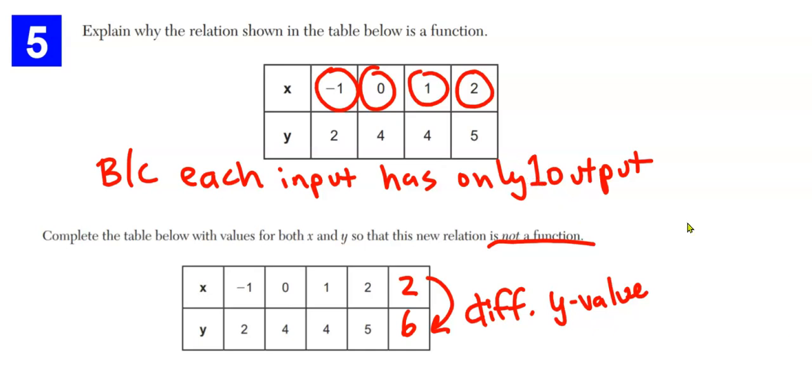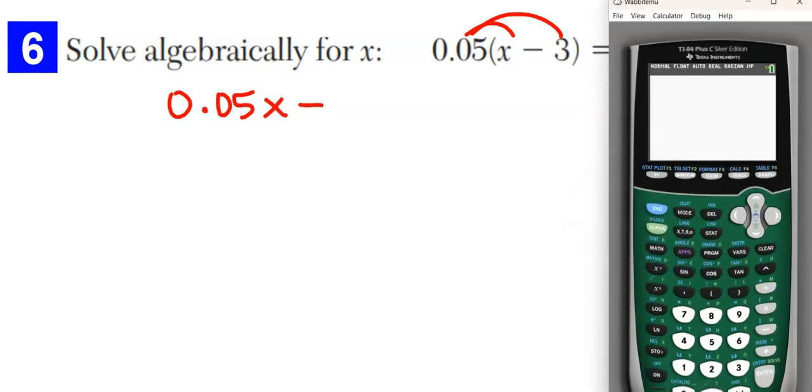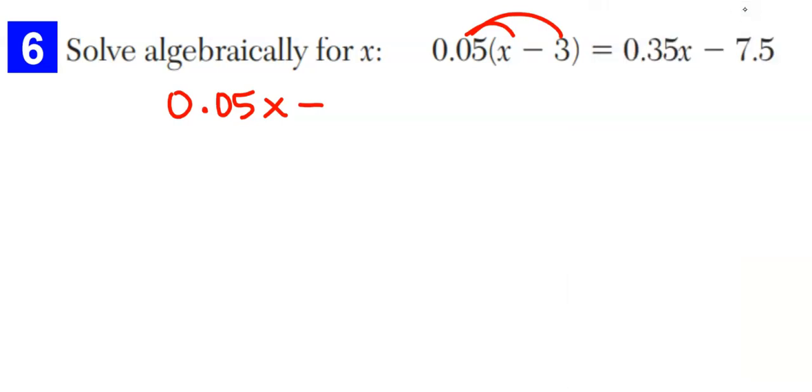I forgot my number 1 up there. Number 6, solve algebraically for x. I'm going to need a calculator for this one. 0.05 times -3 is -0.15. And then the other side I can leave the same.